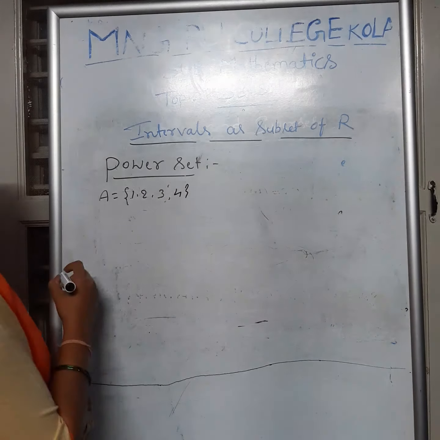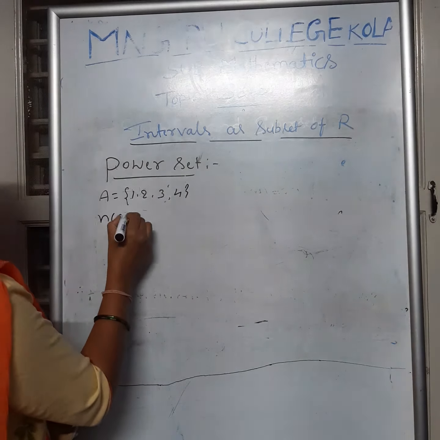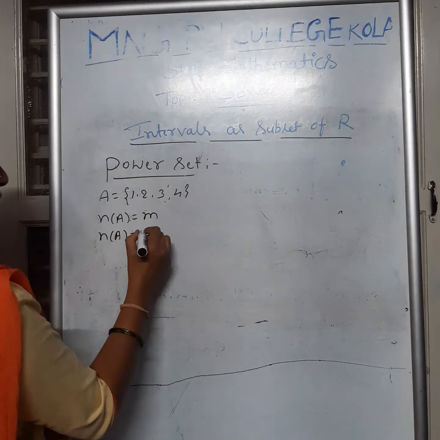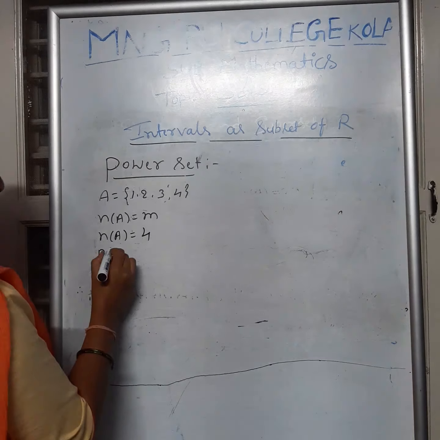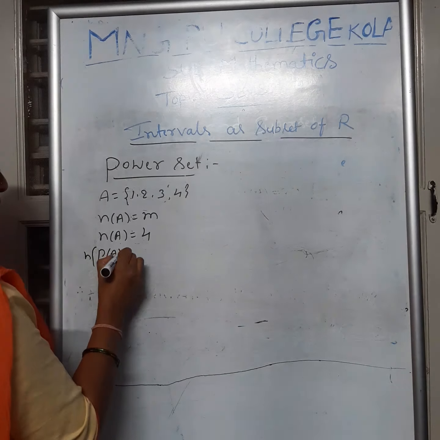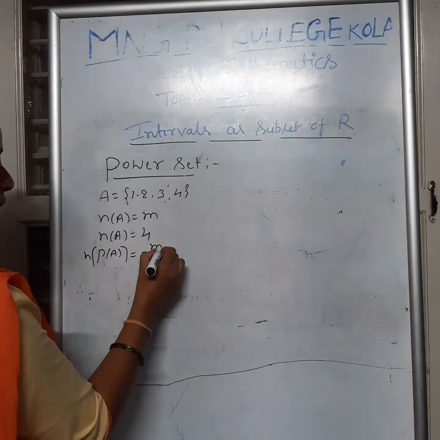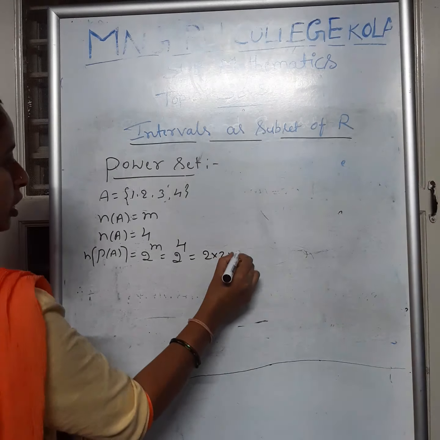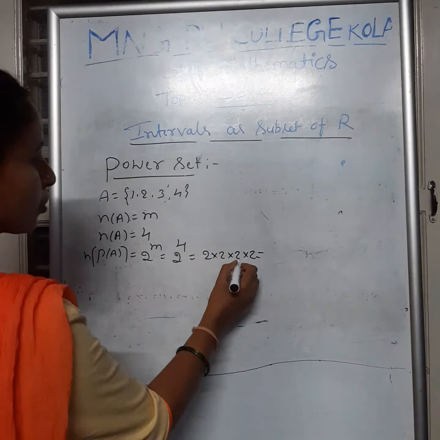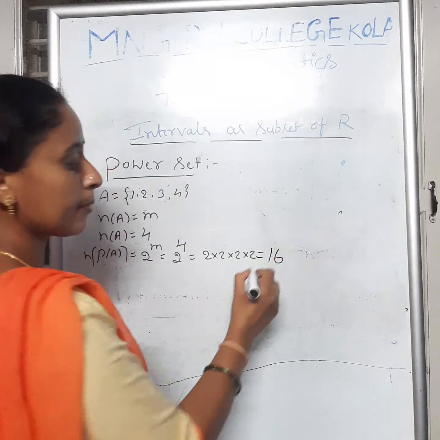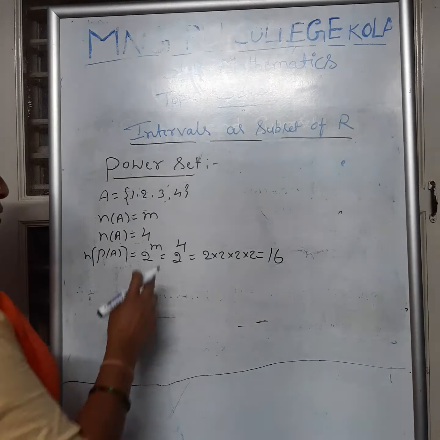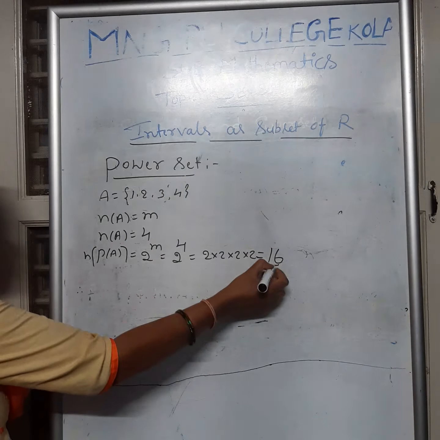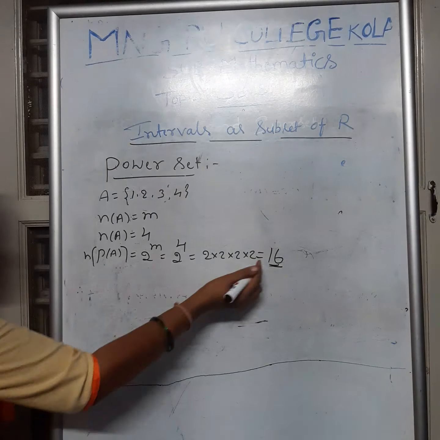Comma 4. So the number of elements in A equals m, the formula. The number of elements in A is 4 elements. And the number of elements in P of A equals 2 to the power of m. And what is the m value? 4. 2 into 2 into 2 into 2, 2 to the 4, 4 to the 8, 8 to the 16. 16. What is the value? 16. Let's see if it's correct or not.